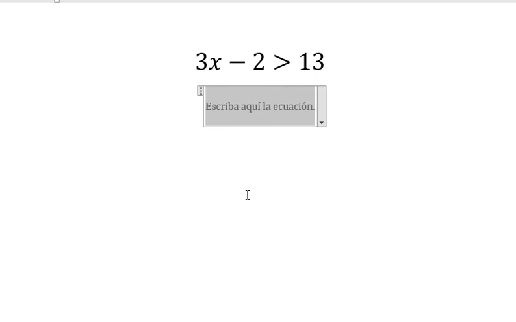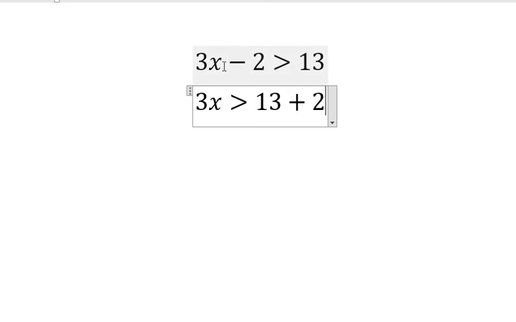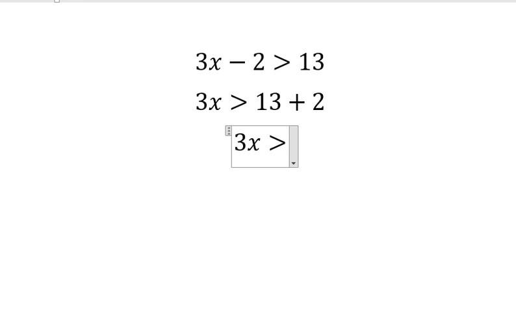So I'm gonna put that 3x greater than 13 plus 2. Remember that if you pass a negative 2 to the other side, it will turn into a positive 2. Okay, so that will give me 3x greater than 15. Now what am I going to do next? I'm going to pass number 3 to divide.